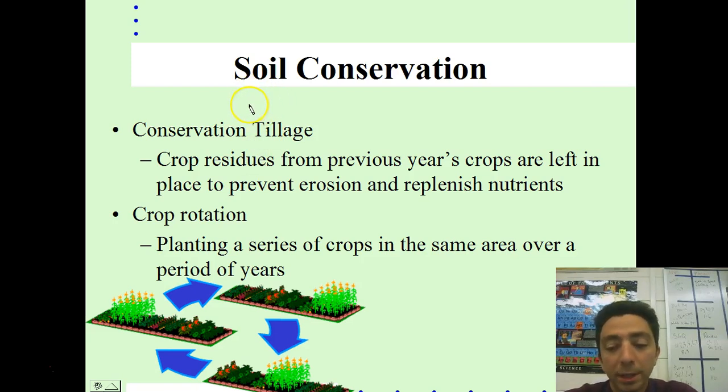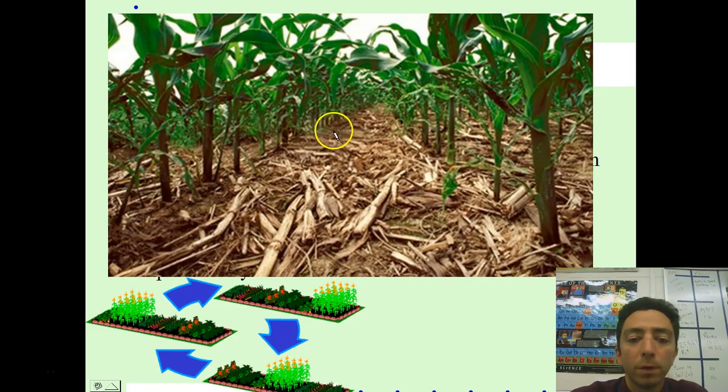Some soil conservation techniques. So how can we make sure that our soil lasts and doesn't go bad? One of them is through conservation tillage. Essentially what this is, you leave the crop from last year. So, for example, if you're a corn farmer, this would be what your field would look like. You would be concerned with the ears of corn on the stalks, but the stalks themselves, they're not really that valuable to sell. In fact, you probably couldn't sell them.